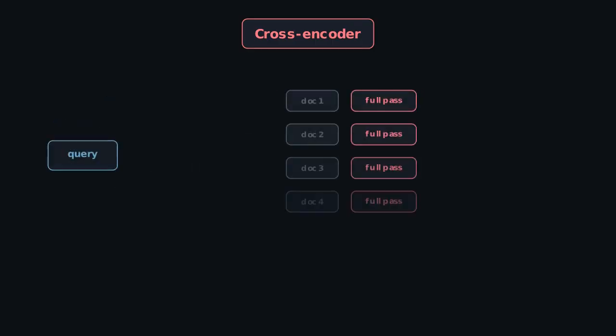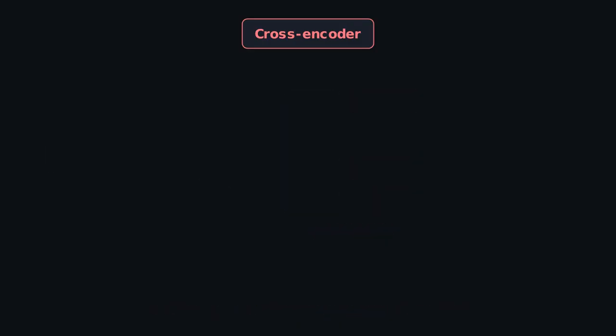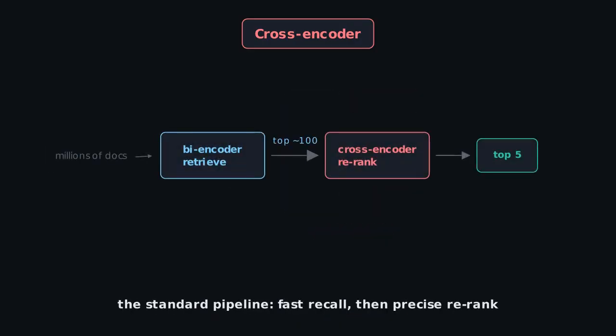You would have to run the full model on every single query document pair. Across 1 million documents, that's 1 million forward passes for one query, completely impractical. So a cross-encoder can't be your retriever, it can only re-rank. And that gives us the standard 2-stage pipeline. A fast bi-encoder retrieves the top candidates, and then the slow, accurate cross-encoder re-ranks just those few.